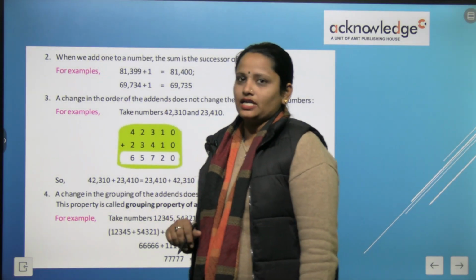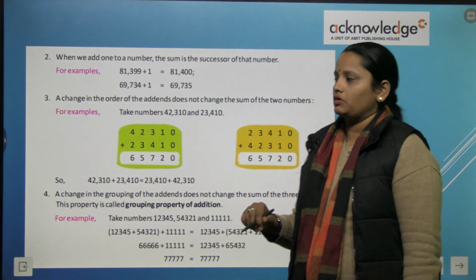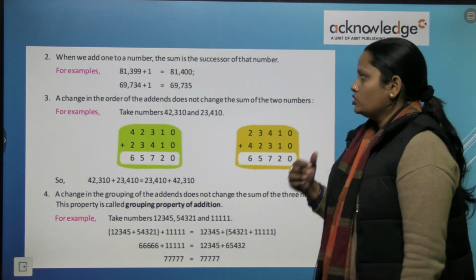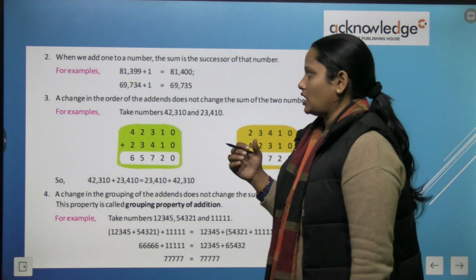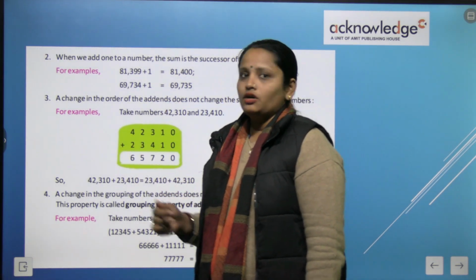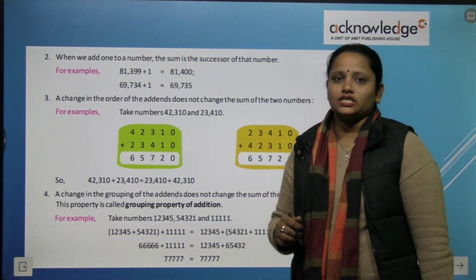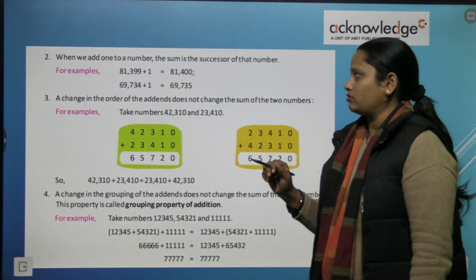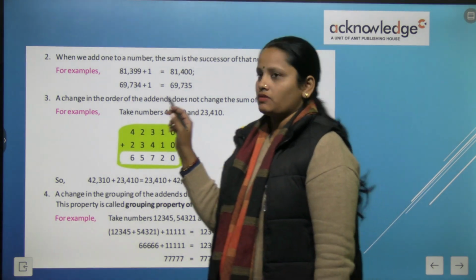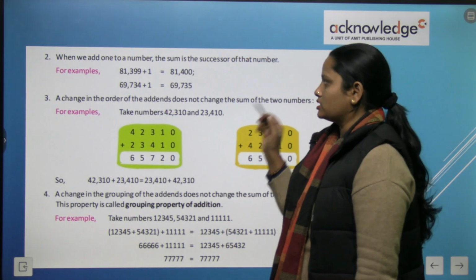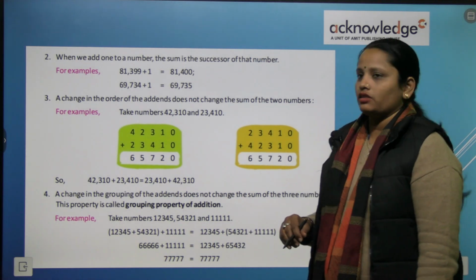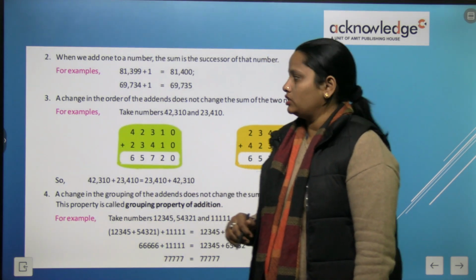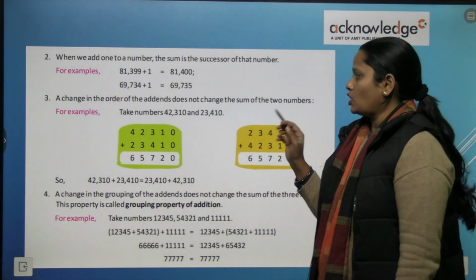Now the second property says when we add 1 to a number, जब हम किसी number में 1 को add करते हैं, the number is a successor of that number. जो number आता है, उस number का successor आता है. Means एक number ज़्यादा आता है. For example, 81,399 में हमने 1 को add किया, so the answer becomes 81,400. Similarly, 69,734 में हमने 1 को add किया, तो answer बन गया 69,735.